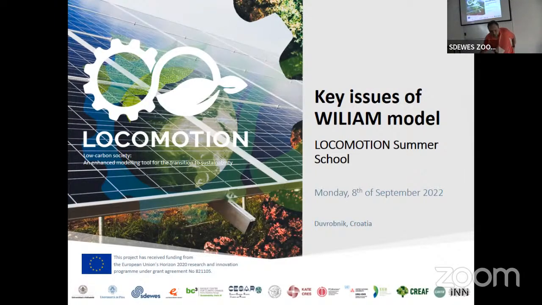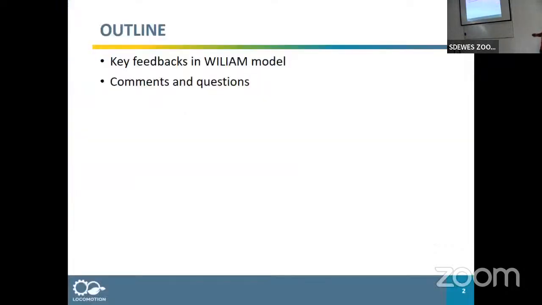Okay, let's start with this very small part about some key issues in the William model related with feedbacks. It's just a continuation of yesterday's session, because yesterday we saw some of the relevant feedbacks that may appear in these kinds of systems in which we want to integrate economy, energy, society, obviously environment, and so on. And it's not so easy, as we saw yesterday. So this is the outline, only a couple of points.